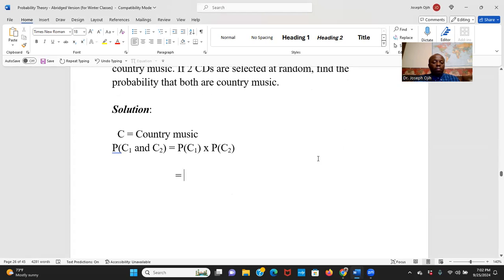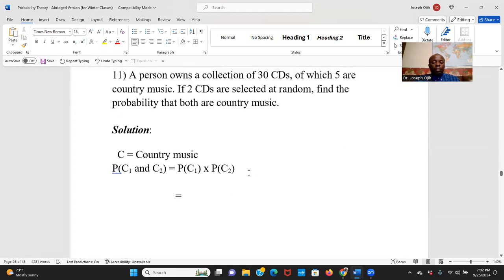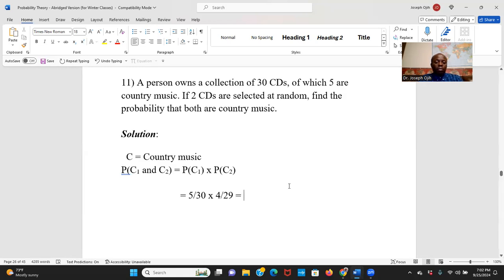So you have the required probability as follows. Remember, a person has a collection of 30 CDs, of which 5 are country music. So before he made the selection, there are 5 country music out of 30 CDs. That means 5 over 30, times, then he made the selection. Now for the second selection, he didn't replace it, so we now have 4 country music out of now 29 CDs, because he didn't replace the first one. And this will give us the answer we are looking for.